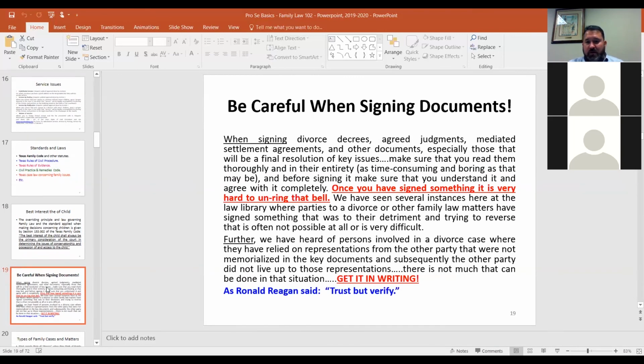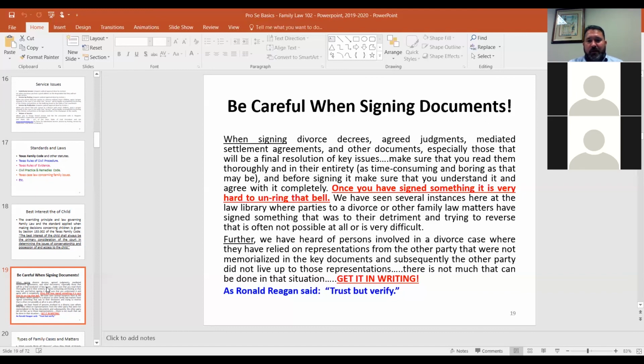That just kind of goes back to taking care of business on things. So say if you are doing an agreed divorce or something like that, whatever it happens to be, always be careful when you're signing things. Make sure you have read them. Make sure you understand them. And before you sign them, make sure you agree with what you're signing, or you abide by what you're signing, because once that's been entered by the court, it is hard to undo it. Sometimes things can be undone, but you don't want to have to rely on that.